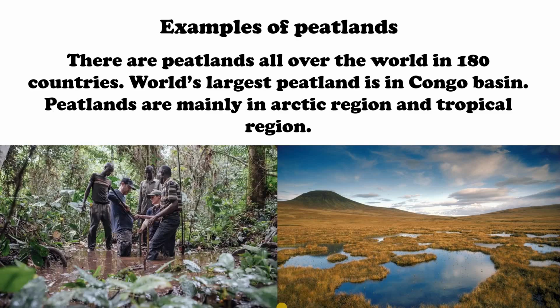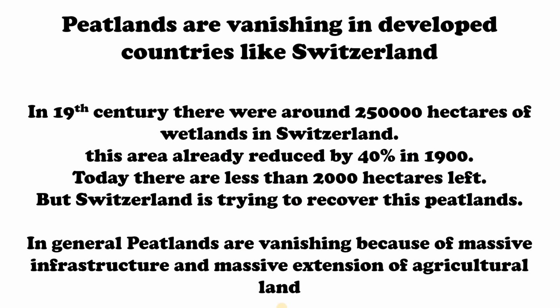After all this, we need to discuss how peatlands vanished in developed countries like Switzerland, and how Switzerland is trying to recover them. In the 19th century, there were around 250,000 hectares of wetland in Switzerland. The area had already reduced by 40% by 1900. Today there are less than 2,000 hectares left. This means that over the past 200 years, more than 90% of peatland in Switzerland has been lost. They might be gone altogether within this century if no action is taken.